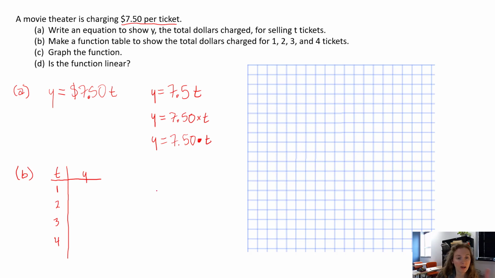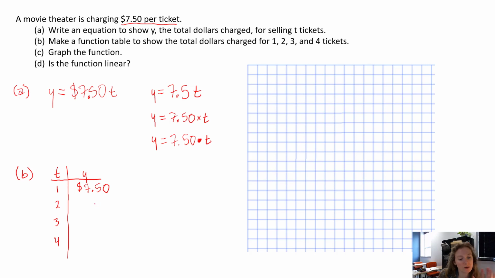So for one ticket, it's $7.50 per ticket, and we're buying one ticket. How much are we going to be charged for that? It's going to be $7.50, right? So I'm going to write that as $7.50. Maybe you would choose to include the dollar symbol, maybe you don't, maybe you write it as 7.5. Any of those variations is fine.